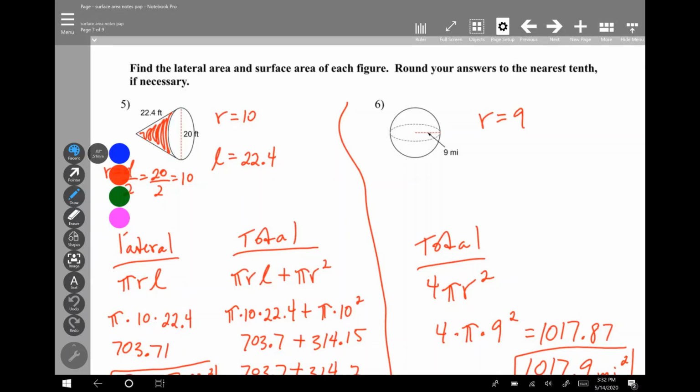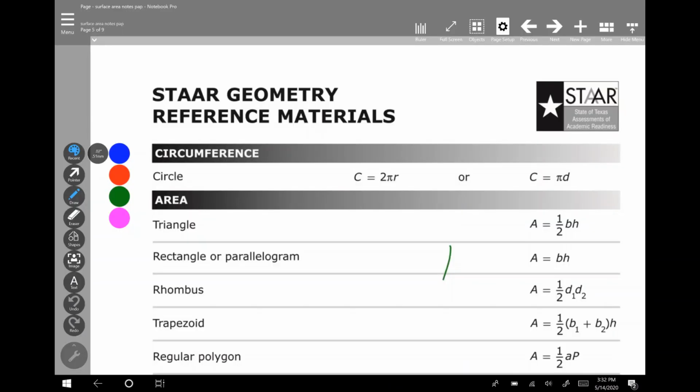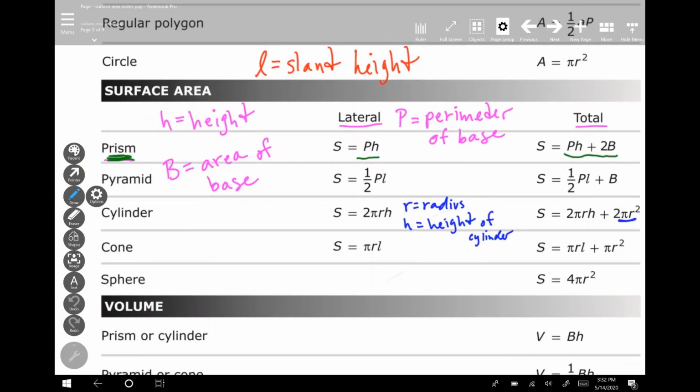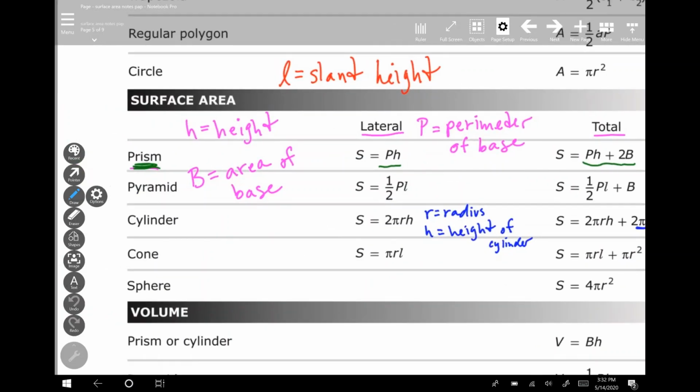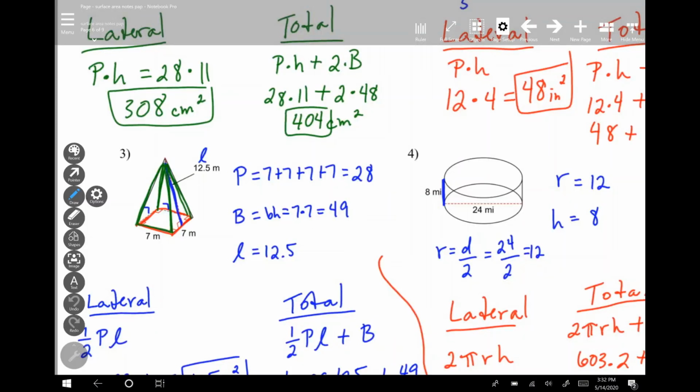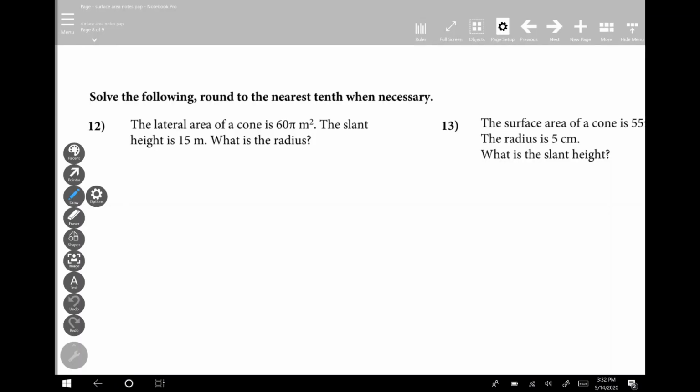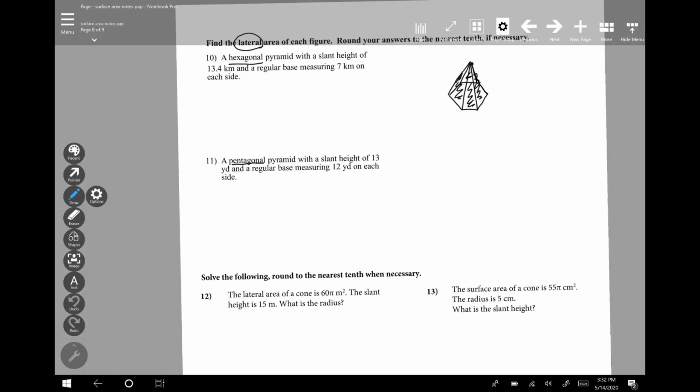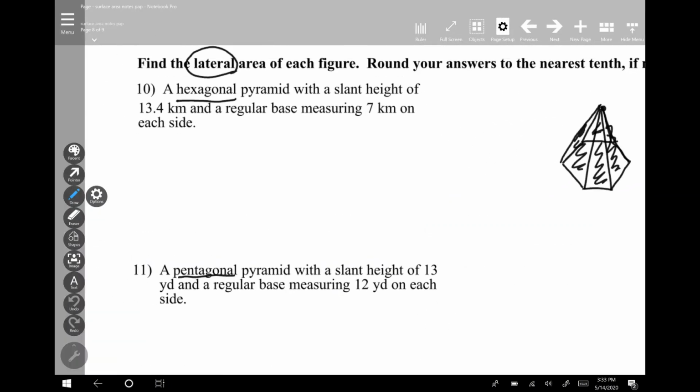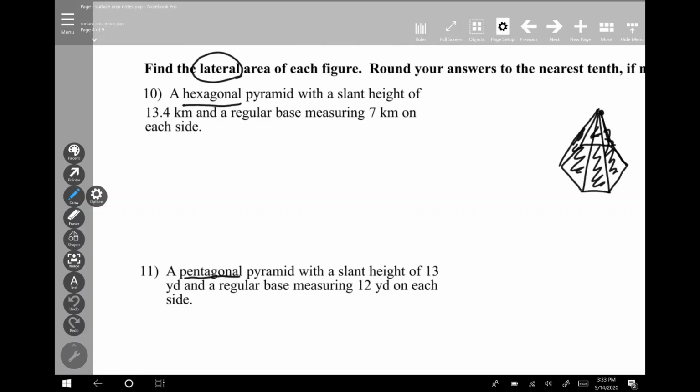Alright, for the lateral surface area of a pyramid, it's 1/2 the perimeter of the base times L, the slant height. You just have to know how many sides a hexagon has. A hexagon has 6 sides. It says a regular base, so that means all sides of the base are going to be the same length.